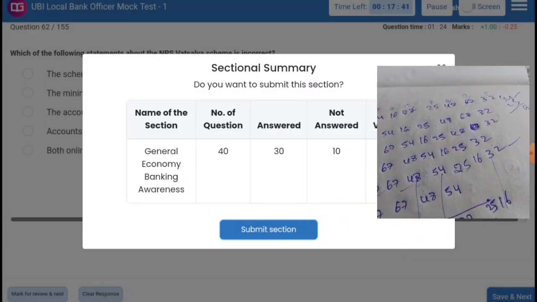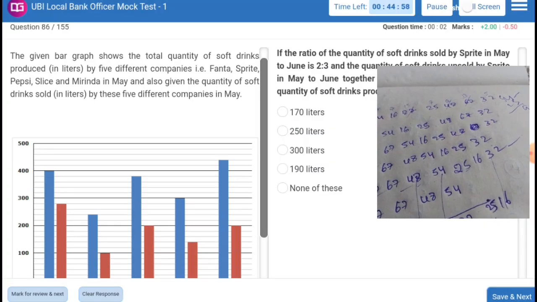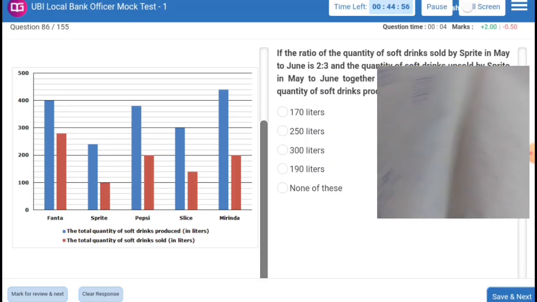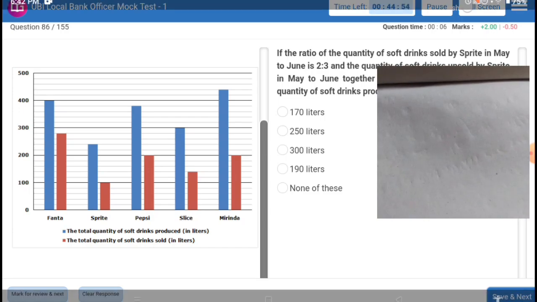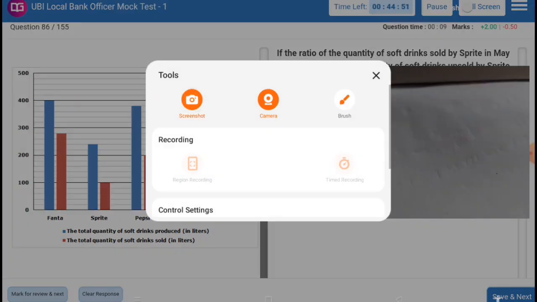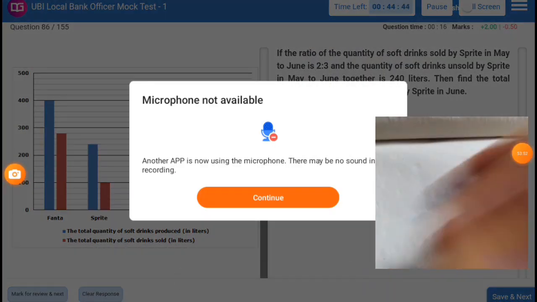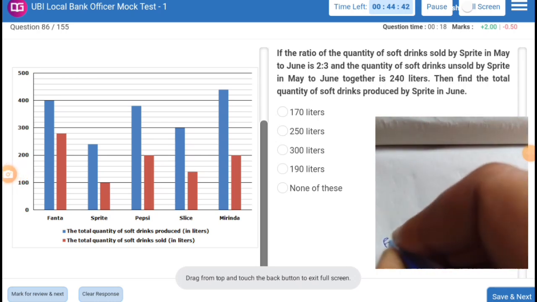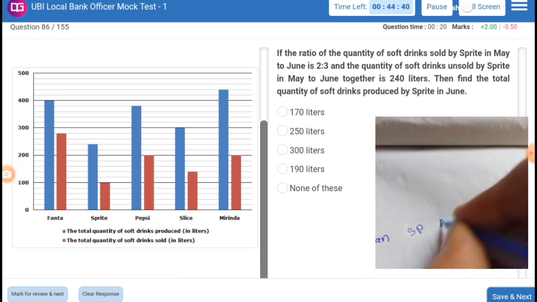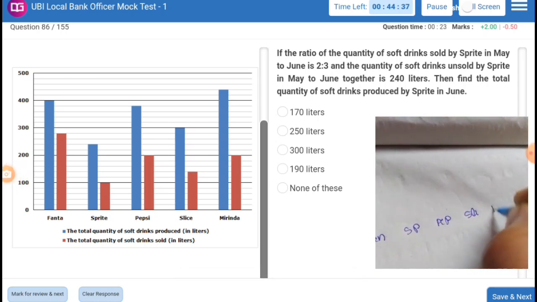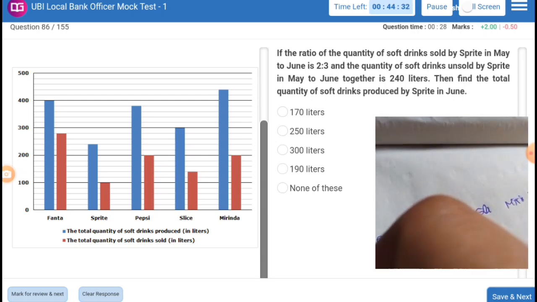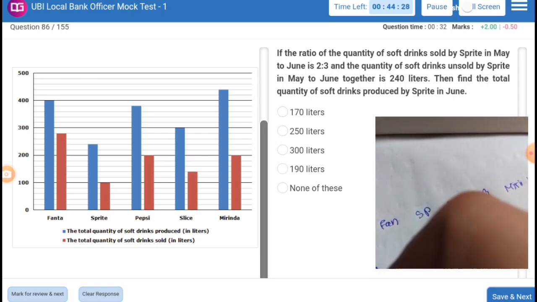So next is submit the section. So given Fanta, Sprite, Pepsi, Slice and Mirinda, the total quantity of soft drinks produced, sold and unsold.